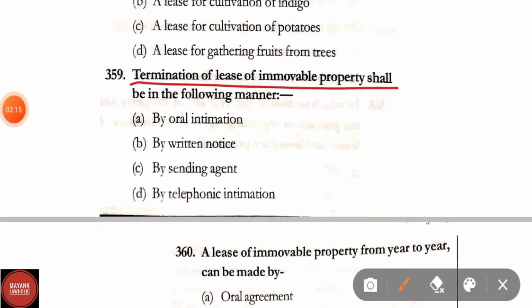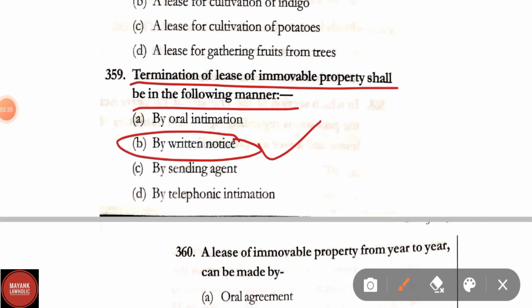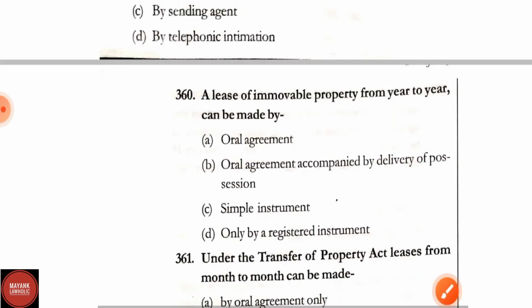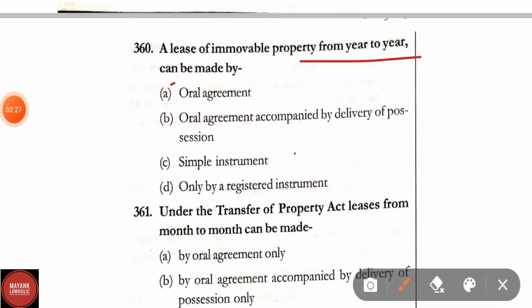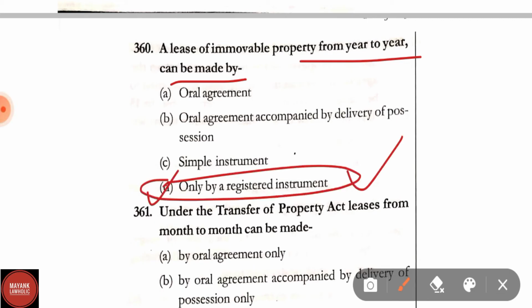Question number 359. Termination of lease of immovable property shall be in the following manner, and option B, by written notice, is the correct answer. Termination of lease should be by written notice. Question number 360. A lease of immovable property from year to year can be made by oral agreement accompanied by delivery of possession, simple instrument, only by a registered instrument. Option D is the right answer, that is only by a registered instrument.